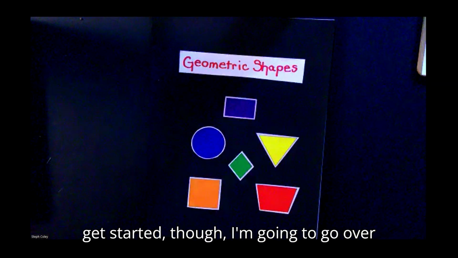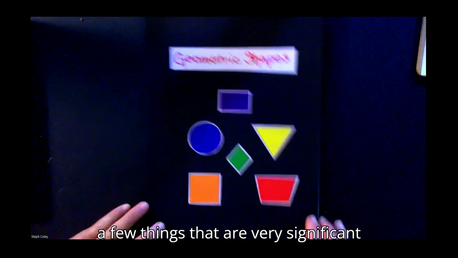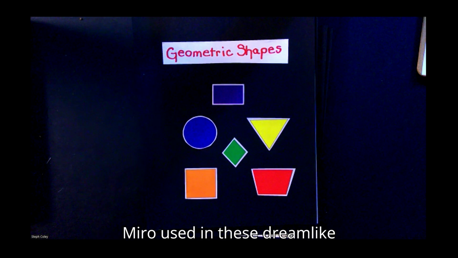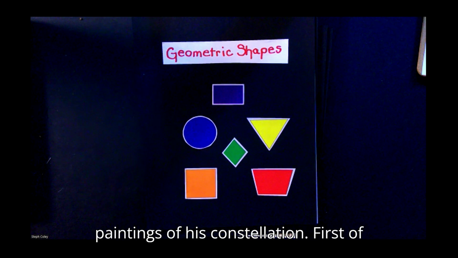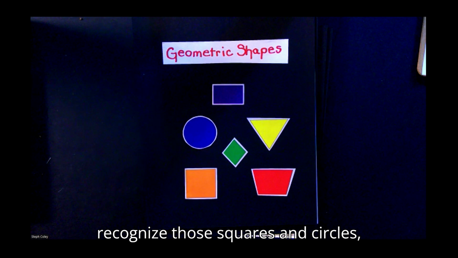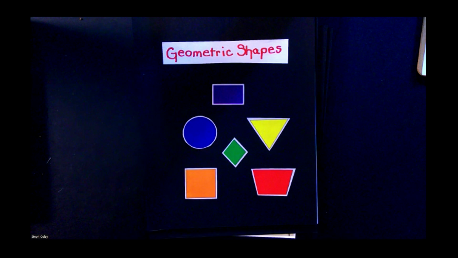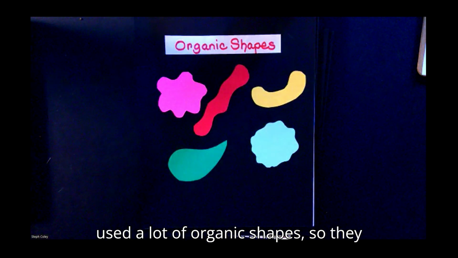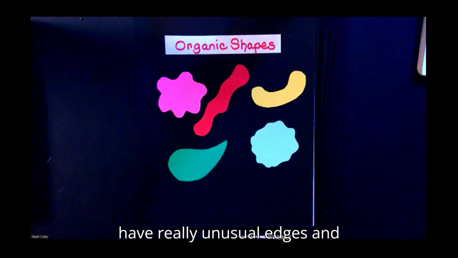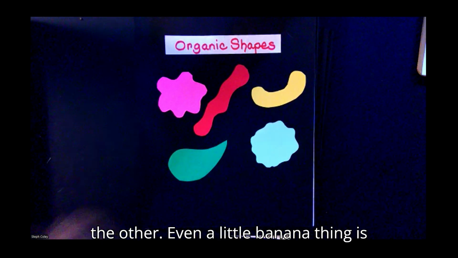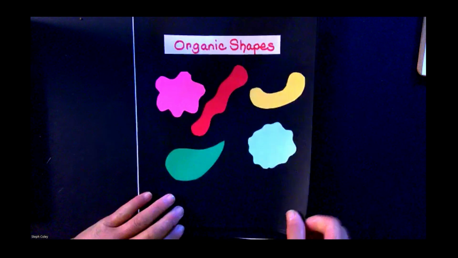Before we get started, though, I'm going to go over a few things that are very significant and part of your curriculum that Joan Miro used in these dreamlike paintings of his constellation. First of all, geometric shapes, and you guys all recognize those. Squares and circles, triangles, rectangles. And then he also used a lot of organic shapes. So they have really unusual edges and they don't look the same from one end to the other. Even the little banana thing is an organic shape.